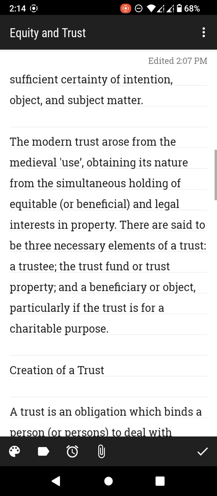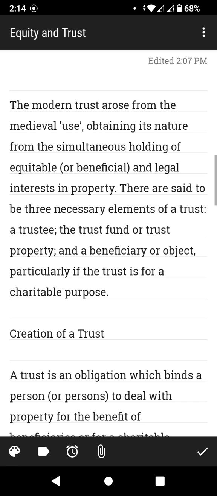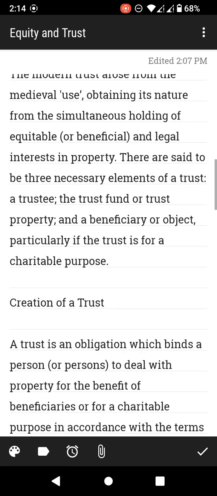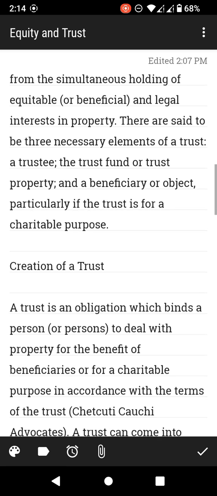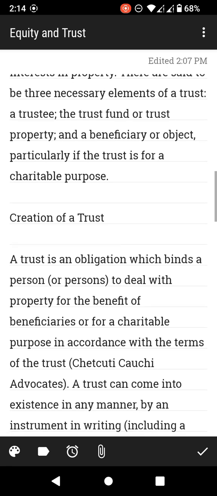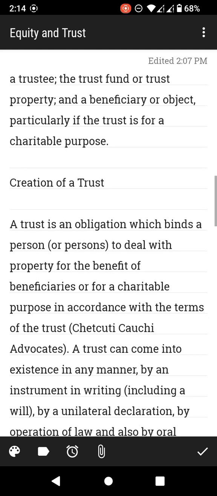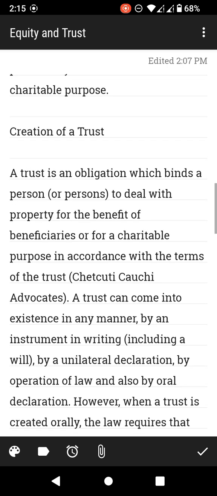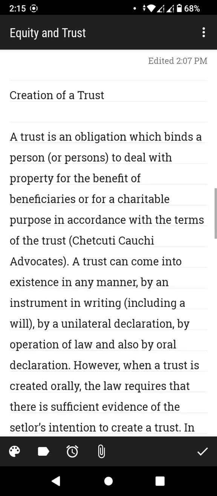Creation of trust. A trust is an obligation which binds a person or persons to deal with property for the benefit of beneficiaries or for a charitable purpose in accordance with the terms of the trust. A trust can come into existence in any manner: by an instrument in writing, including a will, by a unilateral declaration, by operation of law, and also by oral declaration.